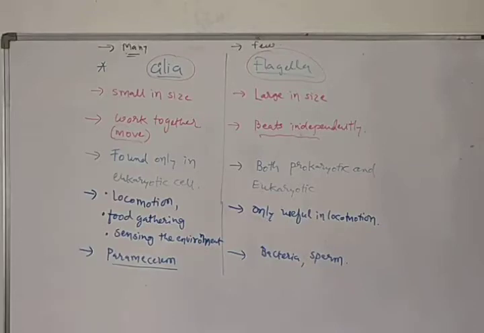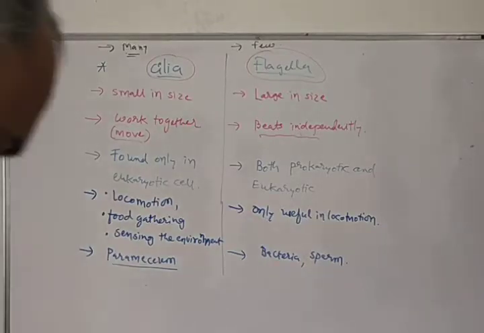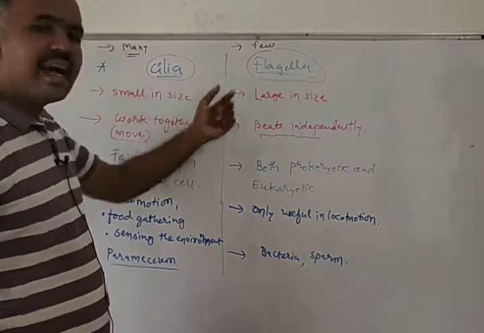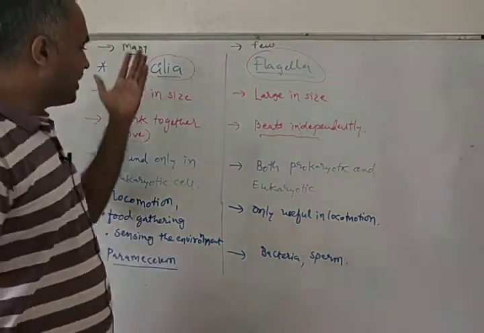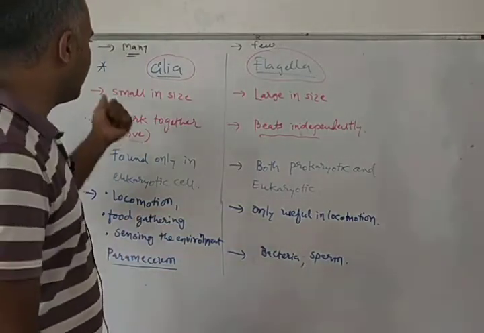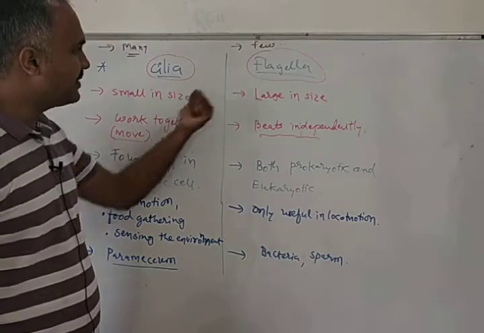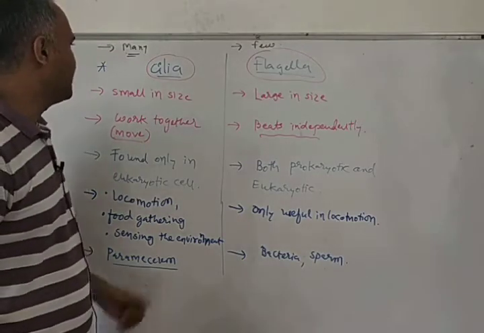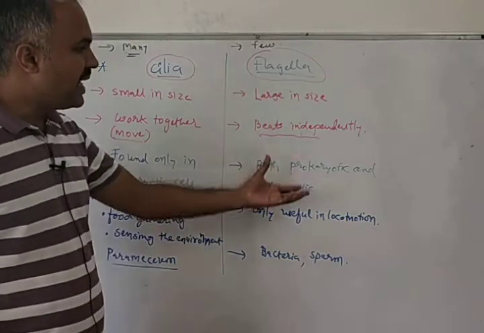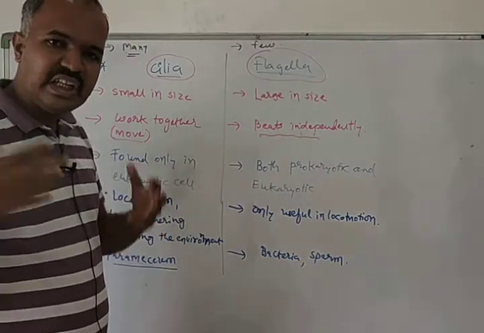Hello students, in the last video we started a topic called cilia and flagella, and there we discussed the differences between cilia and flagella. We said that cilia are small in size and flagella are large in size. All cilia work together, whereas flagella always beat independently.